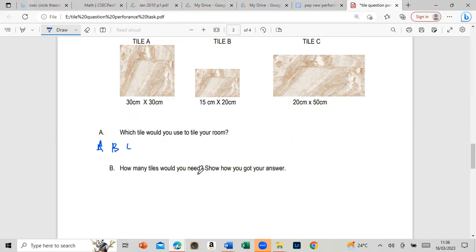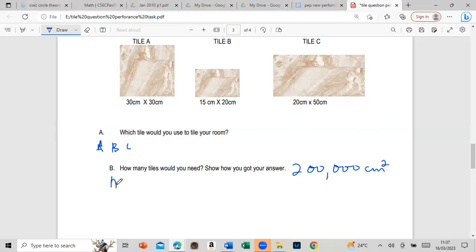How many tiles would you need? Show how you get your answer. All right, so we're going to start off with tile A. Now we know that the complete area for the room in centimeters, we're going to use it. So it's going to be 200,000. This is the area for the entire room. So we're going to look at tile A first.